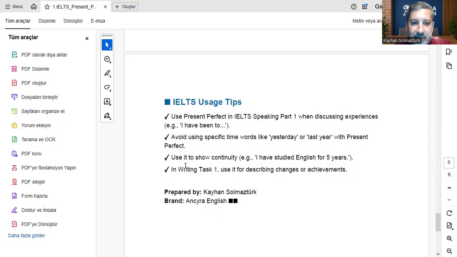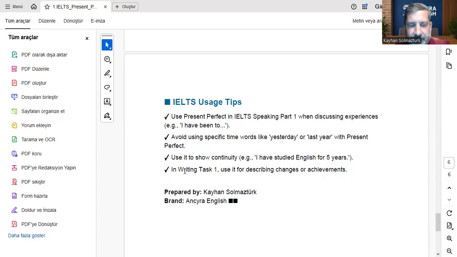So again, use it to show continuity. I have studied English for 5 years. Okay, so you started studying English 5 years ago, and since then you're studying English. So we don't say I'm studying English. Look, I have studied English for 5 years, and there's a possibility that it can continue in the future.